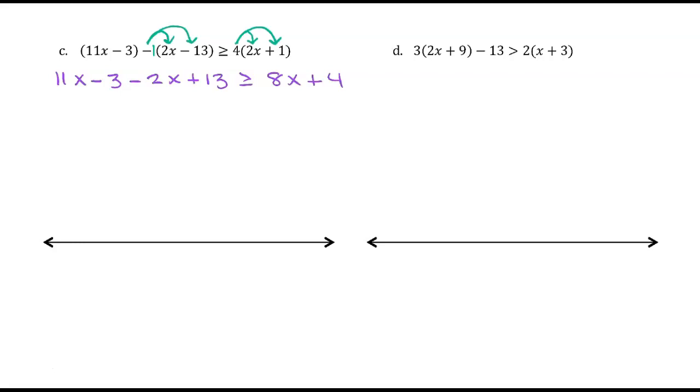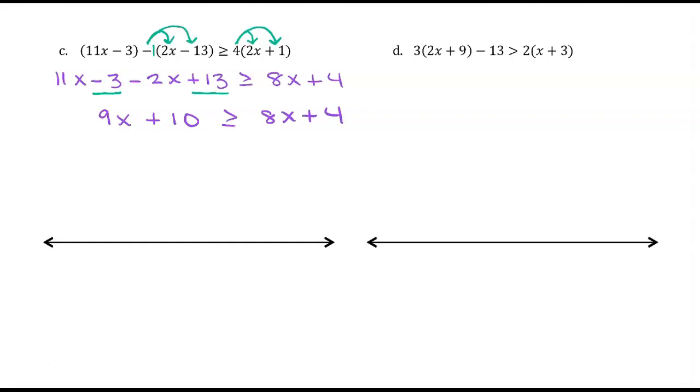On the left, we have some like terms that we need to combine. I'll first combine 11x and negative 2x. Having a positive 11x and a negative 2x gives me a total of positive 9x. Now I will combine the like terms, the constant terms, of negative 3 and positive 13. A negative 3 and a positive 13 totals to positive 10.